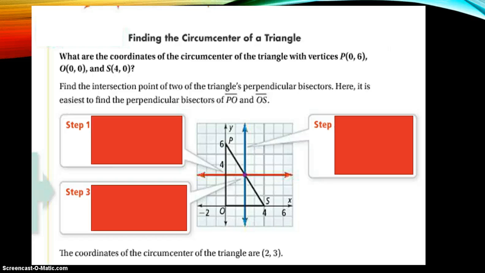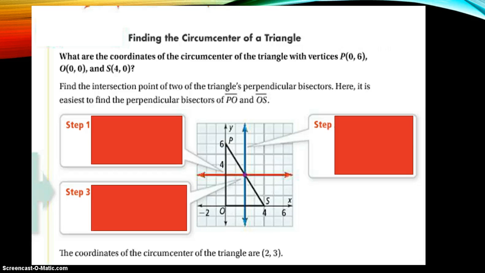So here's an example of how we're going to be finding the circumcenter. We're actually going to be able to figure that out. So in this problem, I'm giving you 3 points. P is at (0, 6), O is at (0, 0), and S is at (4, 0). Just like we need only two altitudes to find the orthocenter, we only need two lines to find the circumcenter.